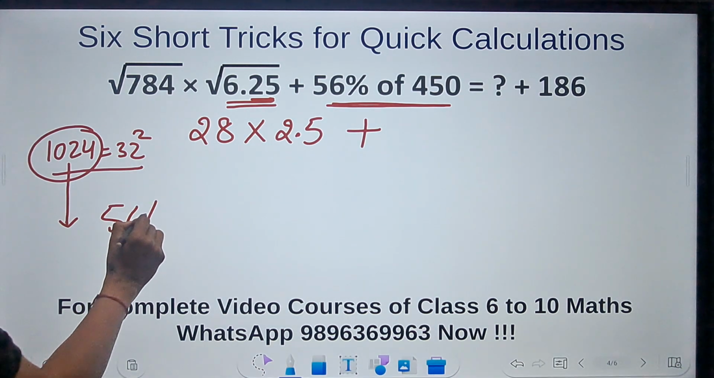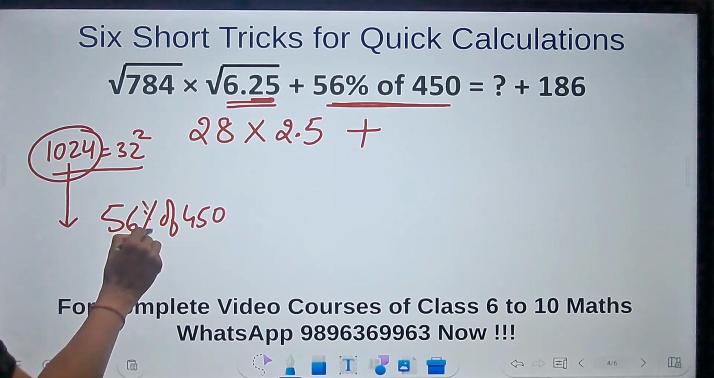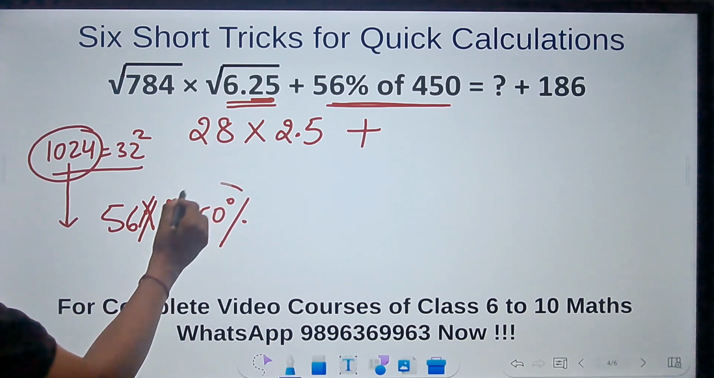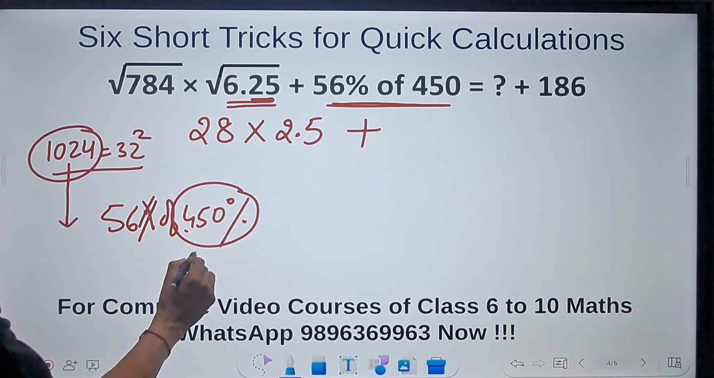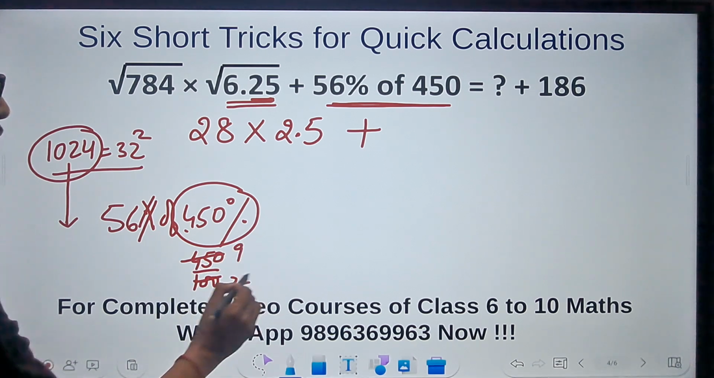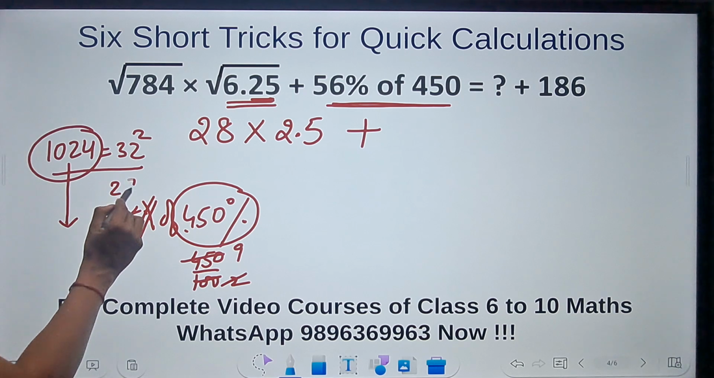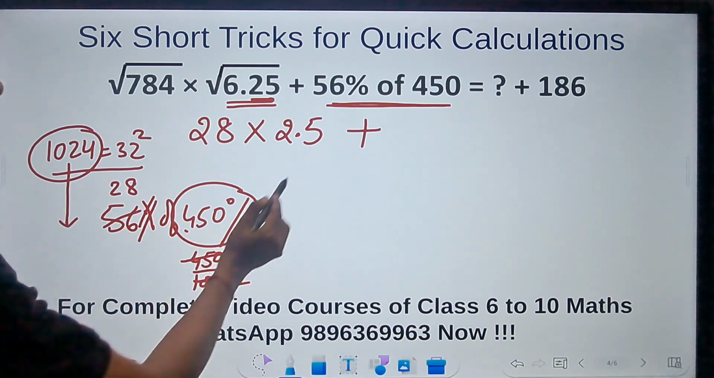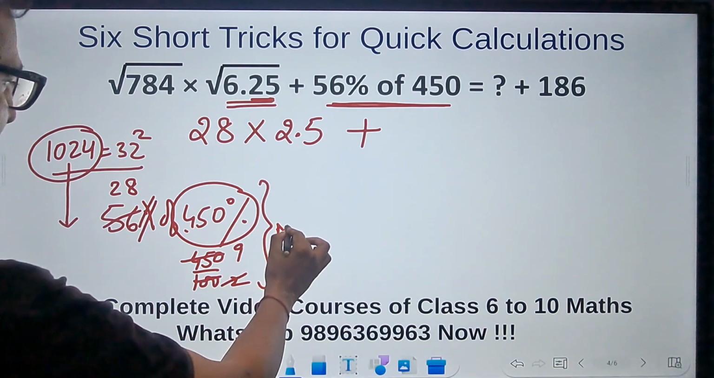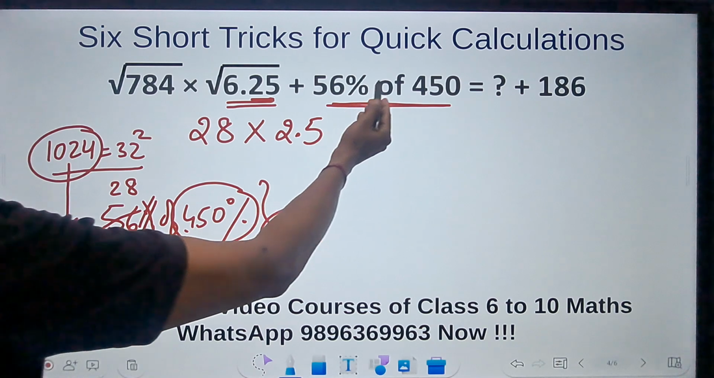56% of 450, and if you swap the percentage sign from here to here, it doesn't make a difference. So 450% is 450 upon 100, and 450 upon 100 is actually 9 by 2. Now this 56 gets cancelled by the 2, so 28, and 28 into 9 will give me this percentage, and all these things are again what steps? They are mental maths steps. So what is 56% of 450?